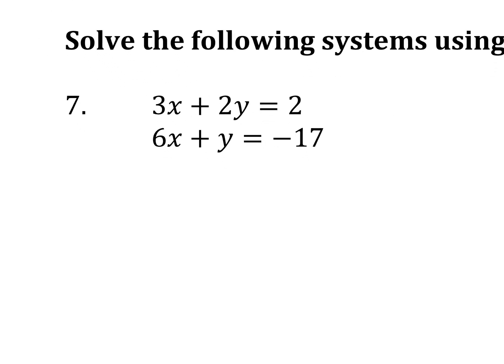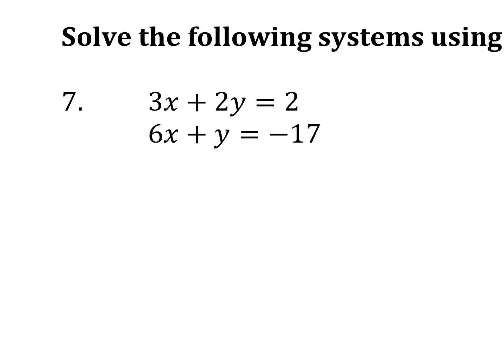All right, number 7, we got 3x plus 2y equals 2. We got 6x plus y equals negative 17. Is x or y by itself in these equations? Neither of them are, right? So which one will be easiest to solve for x or y, do you think? I'm looking for a 1x or a 1y. Do you guys see a 1x or 1y in here? Yeah, on the bottom we have 6x plus y equals negative 17. I would get this y by itself here. So how do we do that?